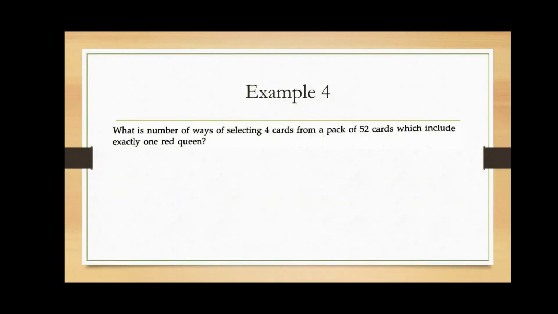Now, how many red queens are there? Obviously, there are 2 red suits. So from those 2 red suits, I will get 2 red queens. So there are only 2 red queens. So how many ways can I select any one of the red queens? I can do it in 2 ways. Obviously, there are 2 from which I am selecting one. So 2C1, that is 2 ways.